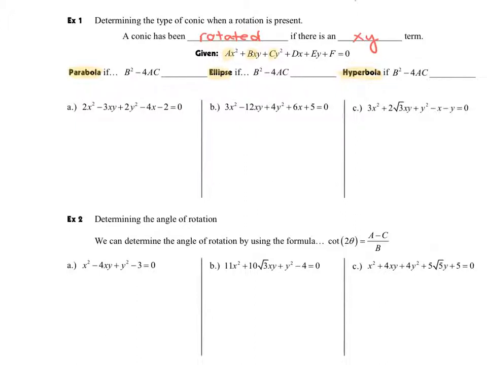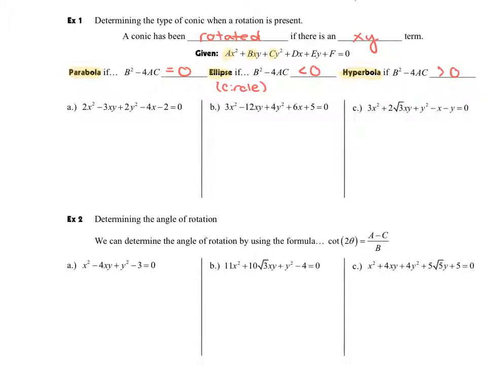So if we calculate the discriminant and we find that it equals 0 exactly, then it's a parabola. If we find that the discriminant is less than 0, then it's an ellipse. Remember, it could also be a circle because our circle is just that very, very special case of an ellipse. And if the value is more than 0, it will be a hyperbola.